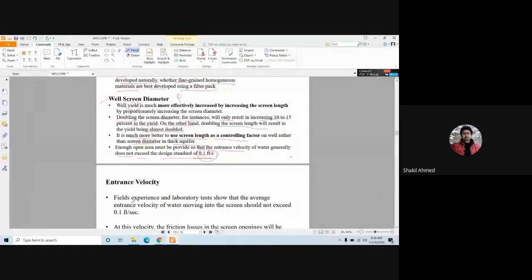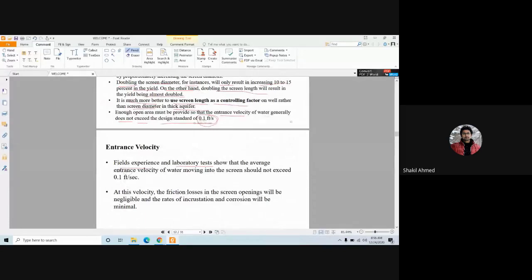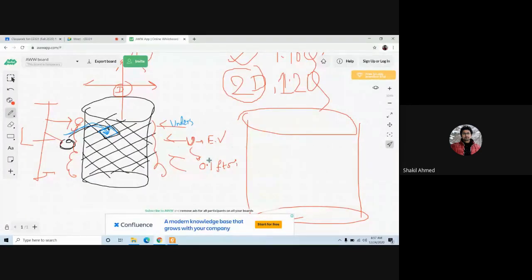Because field experiments and laboratory tests show that if your entrance velocity is greater than 0.1 feet per second, then your frictional losses in the screen will be higher. Are you following me? If your entrance velocity is greater than 0.1 feet per second, then your frictional loss, head loss, will be high. Do you want this? No, sir. So head loss will be minimum when your entrance velocity equals 0.1 feet per second. Clear?